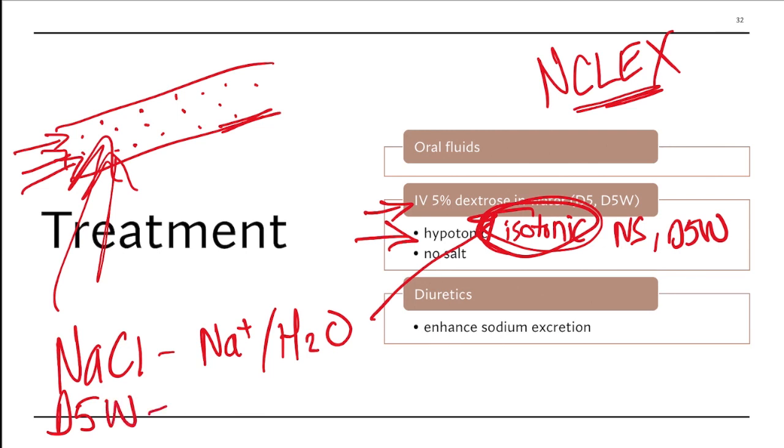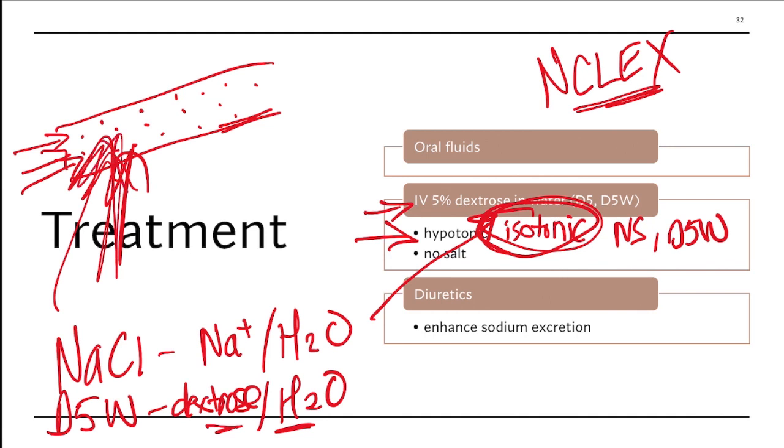D5W has this same ratio, but instead of being sodium to H2O, its osmolality is the same, but that osmolality is created by dextrose, which is basically just a form of sugar. It turns into glucose, turns into energy, right? So the ratio of solute to water is the same as your body, but instead of it being salt, it's sugar water. And so what happens is if you walk that through, if we give fluid with dextrose, the body very, very quickly takes that dextrose and uses it for energy. And so it's out of the blood very, very quickly. And so we end up with basically a solution that in that case is hypotonic.